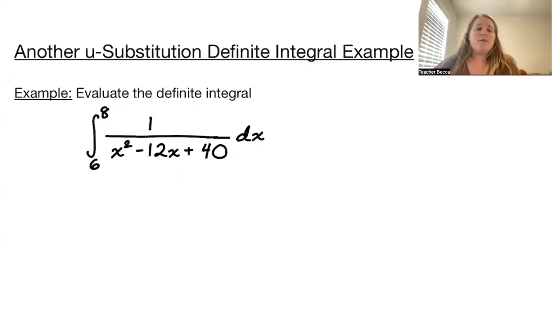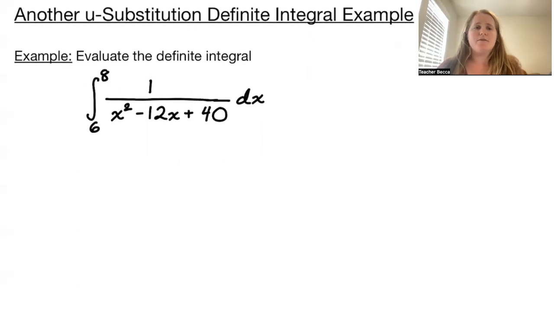Welcome to another u-substitution definite integral example. In this example, we are trying to evaluate the definite integral from 6 to 8 of 1 over x squared minus 12x plus 40 dx.